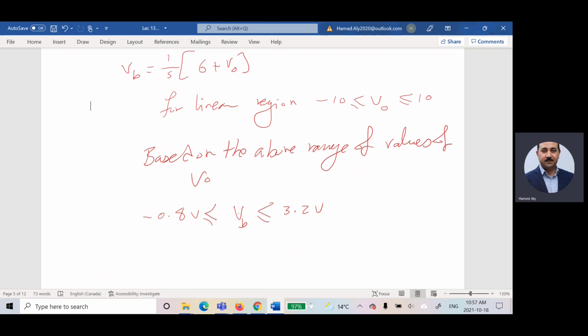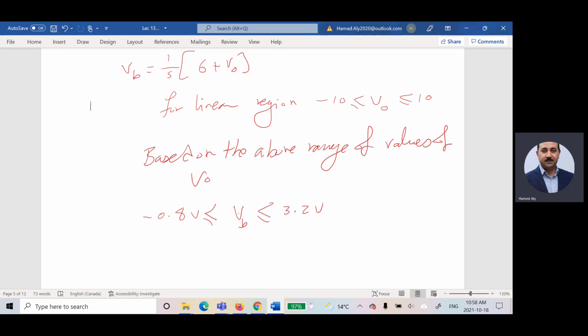Any questions, guys, for that problem? Okay, we have already solved a very simple problem about the operational amplifier, and it shows how to deal with the operational amplifier.